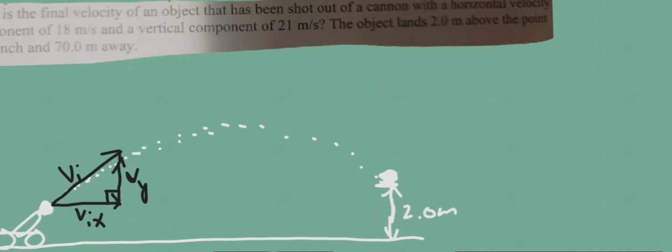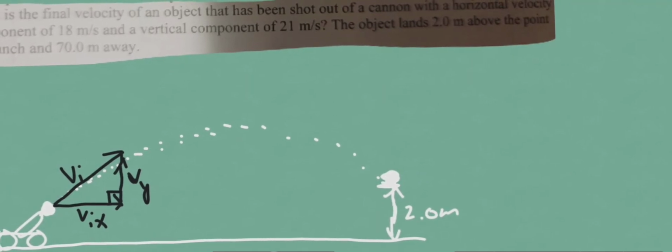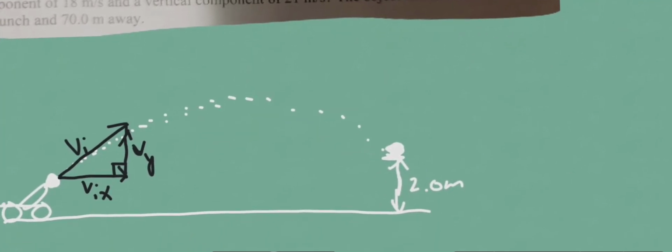Now, it has a horizontal velocity component of 18 meters per second. So that Vix is 18, initial velocity in the x direction. That's your 18. And the initial velocity in the y direction is 21, the vertical component, that's upward 21 meters per second, that magnitude. And we have that right here, 2.0.